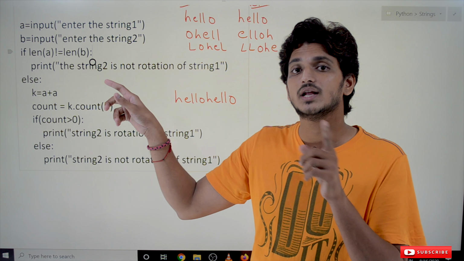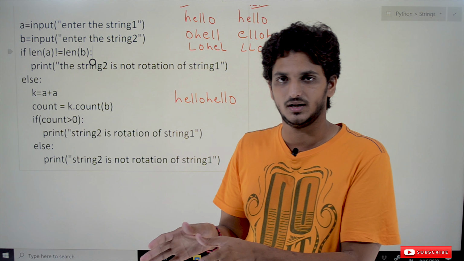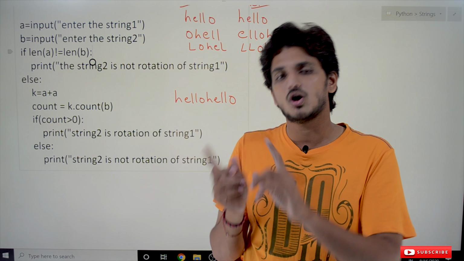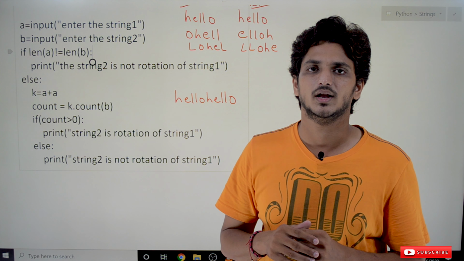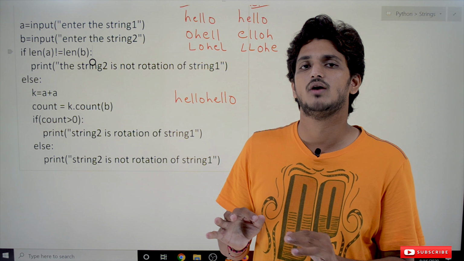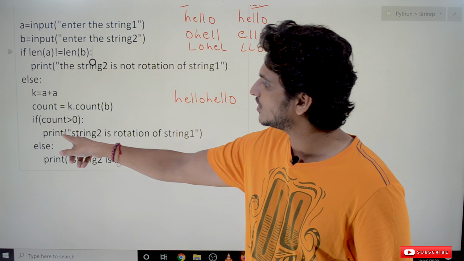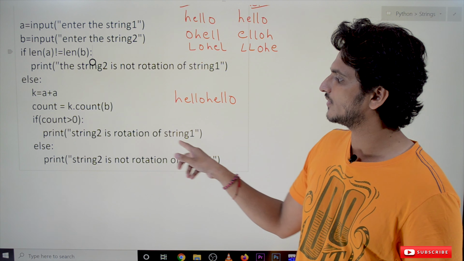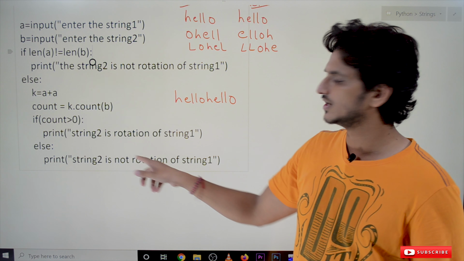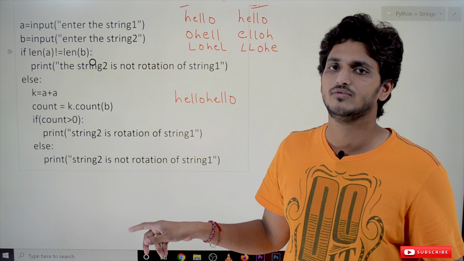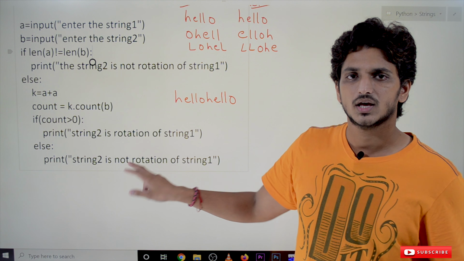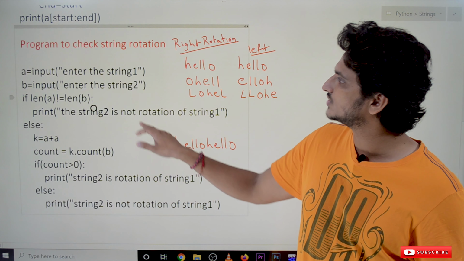If count is greater than 0, it means the string is present, so it is a rotation of S1, otherwise it is not a rotation of S1. That's the logic we use here. If count is greater than 0, print string 2 is a rotation of string 1, else print string 2 is not a rotation of S1. Okay, this is the logic which we used here.